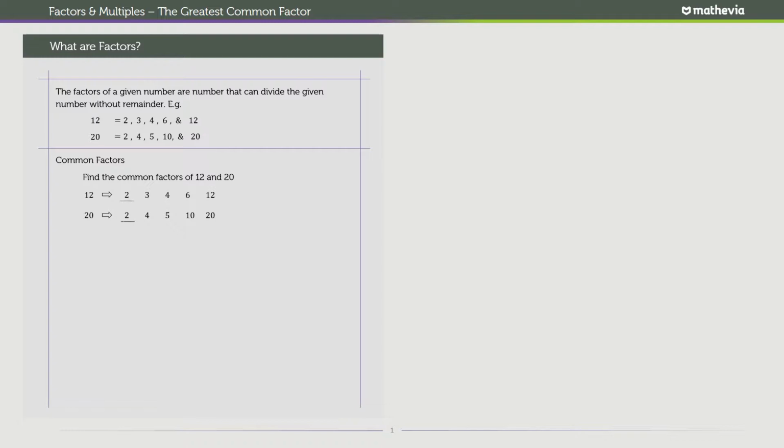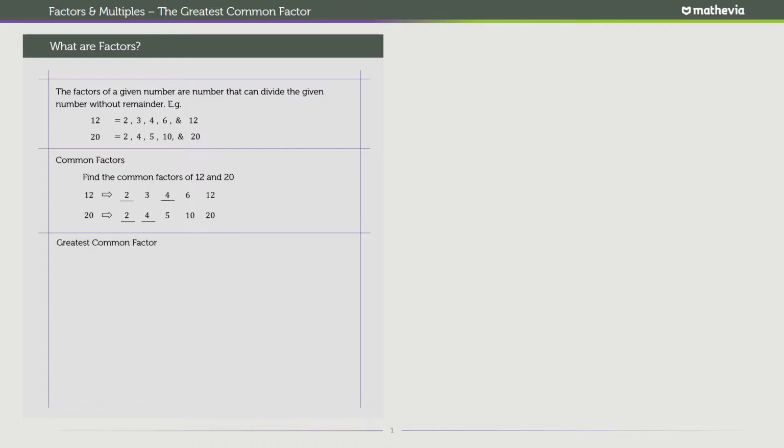And if you look closely, you'd see that we have 2, and we also have 4. Do we have any other numbers? No, that's pretty much it. Okay, so the common factors of 12 and 20 are 2 and 4. Simple.